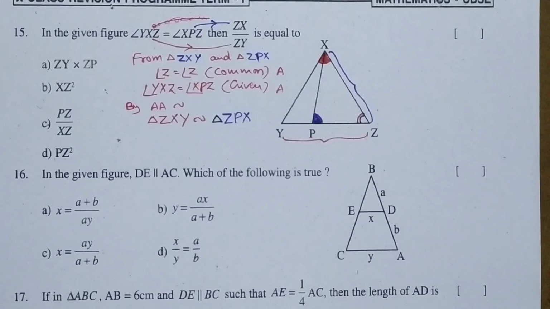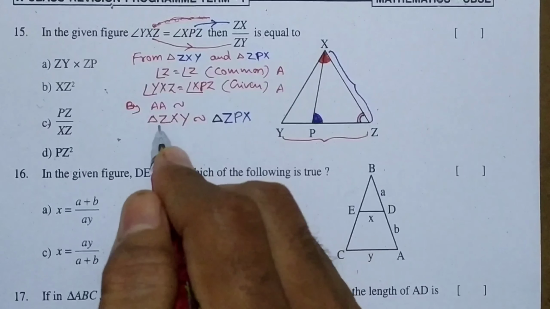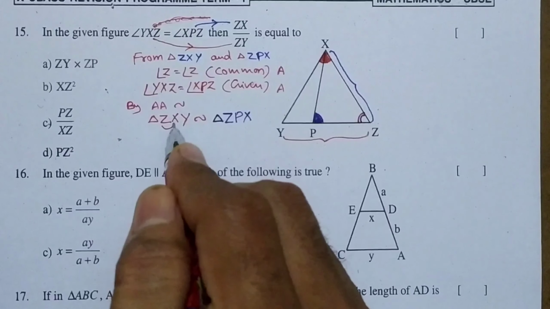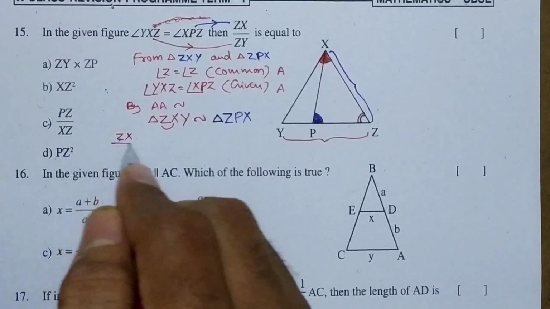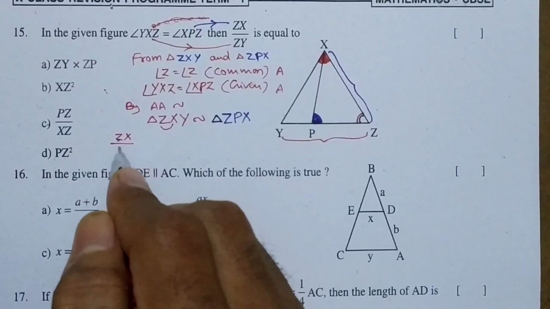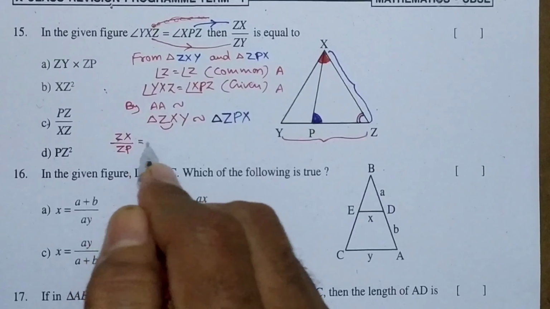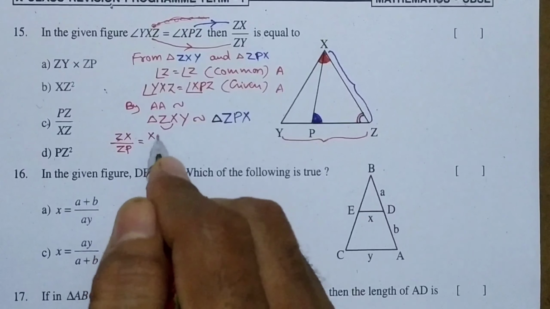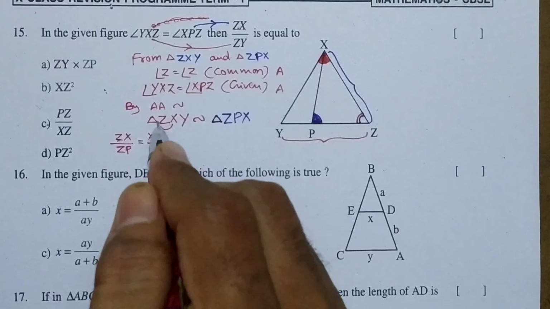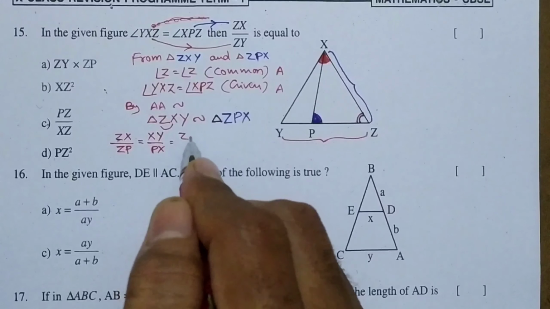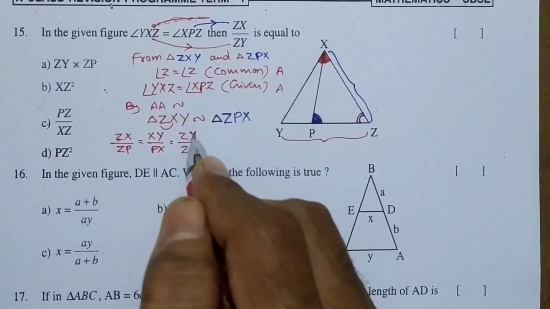When they are similar, we know that their corresponding sides are proportional. There is an easy way for writing them. First two I am taking, that is ZX in this and ZP or PZ in this one. Here they can be interchanged, no problem. Is equal to second two, XY in this and PX in this. Now first one, third one, ZY in this and ZX in this.